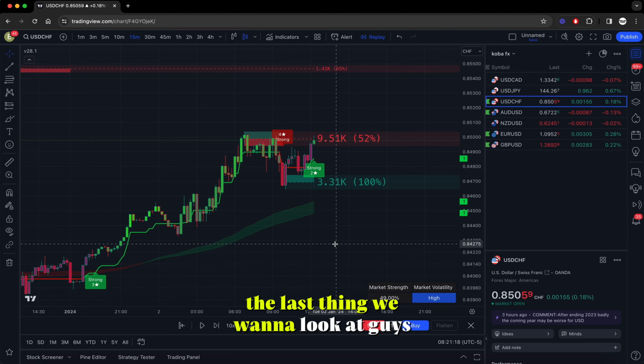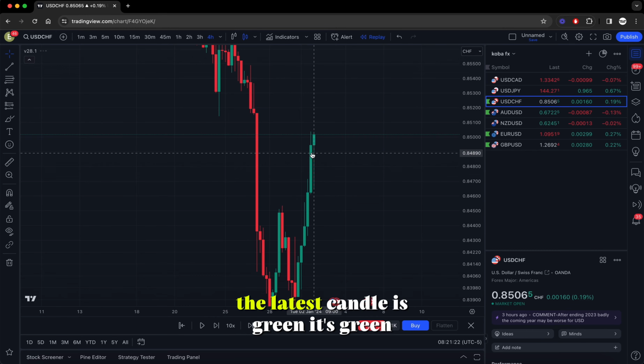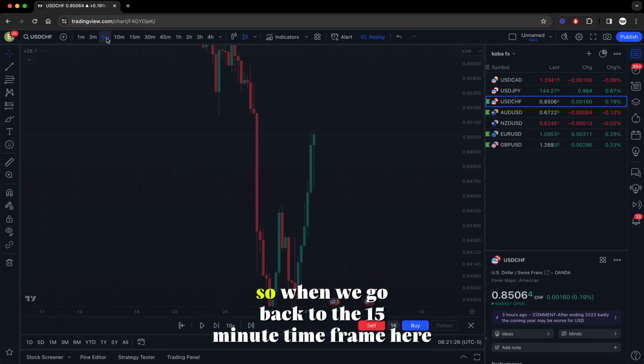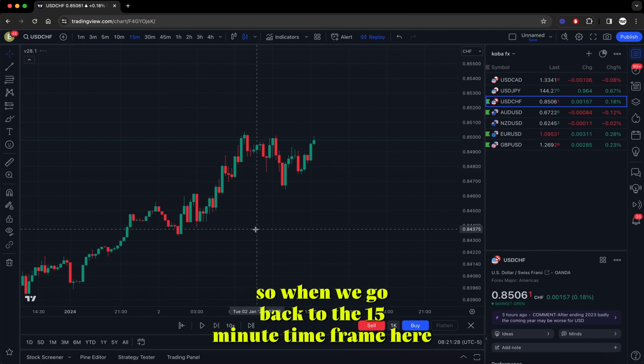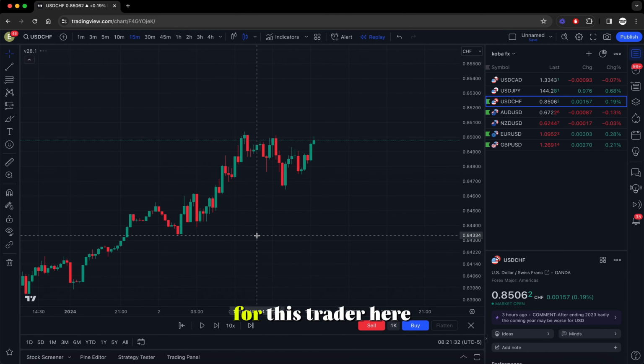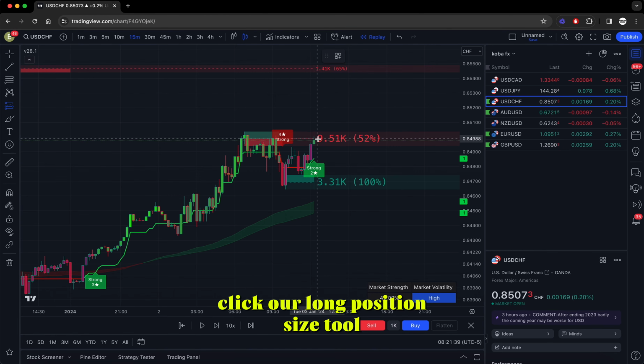The last thing we want to look at, guys, is just a 4-hour time frame. We're going to go to the 4-hour time frame. We're going to make sure that the latest candle is green. It's green. This is perfect. This is exactly what we want, guys. So when we go back to the 15-minute time frame here, we can go ahead and set up our stop loss and take profits for this trade right here. So we're going to go here, click our long position size tool. We're going to set it up.